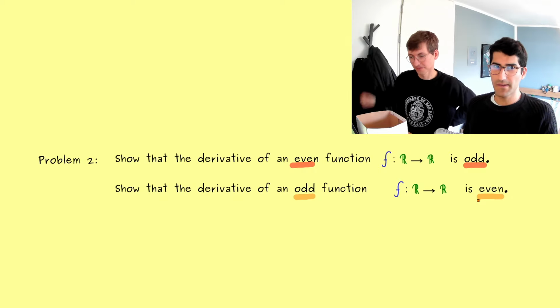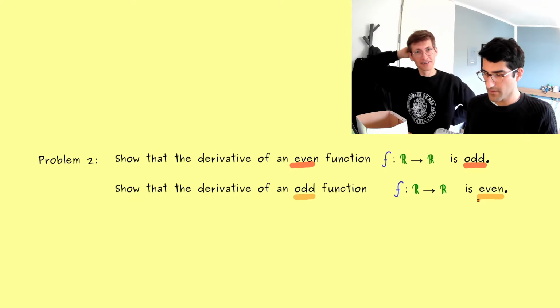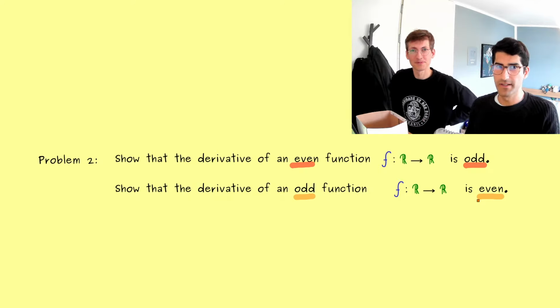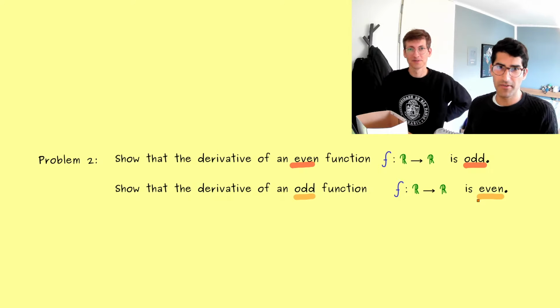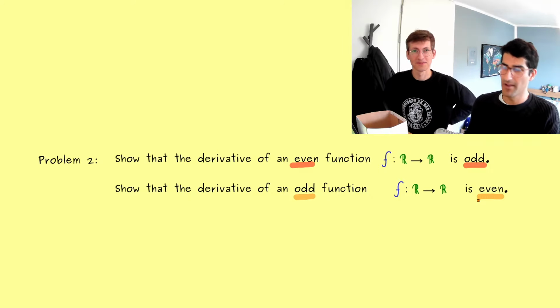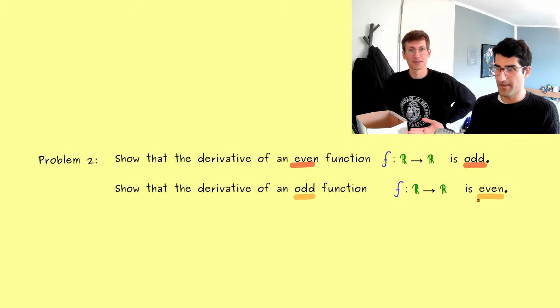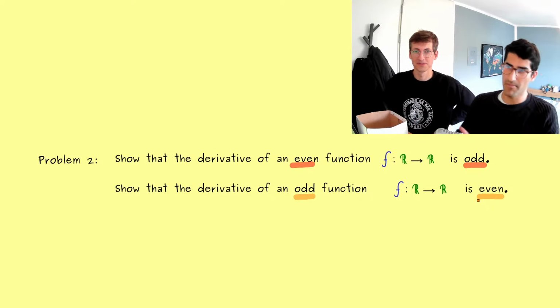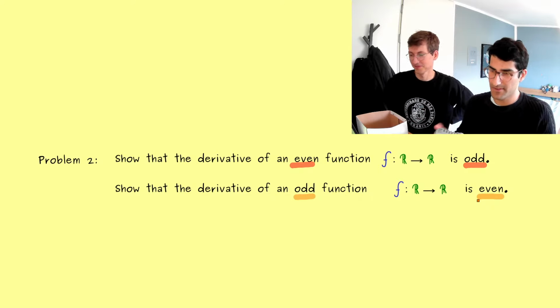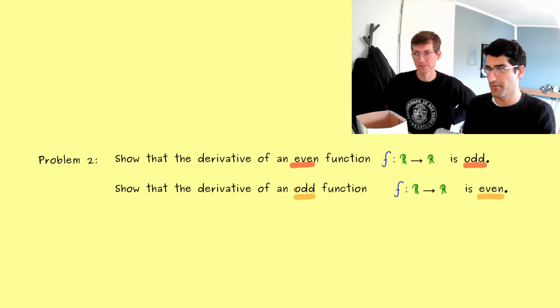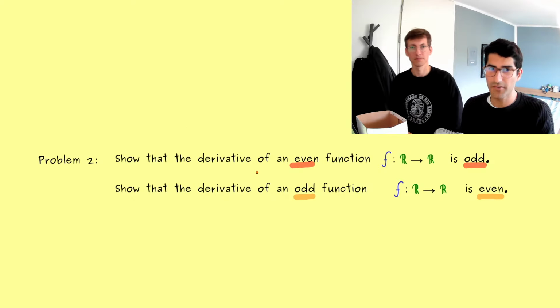So if you recall this little rule that we had on monomials, you see that this is actually what happens there. So we change from, let's say, x to the 3, which is odd, we come to x squared with a prefactor. X squared is even. So we see that it works for monomials, but it even works in a more general context.